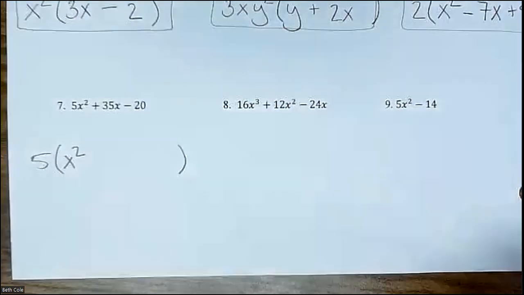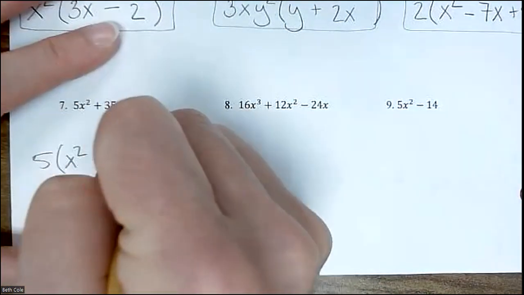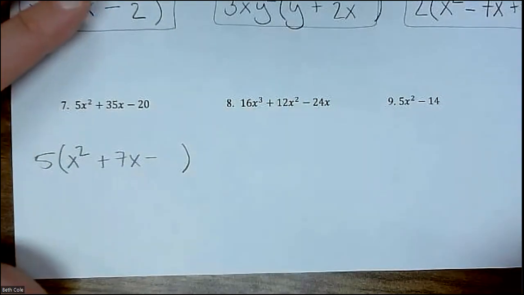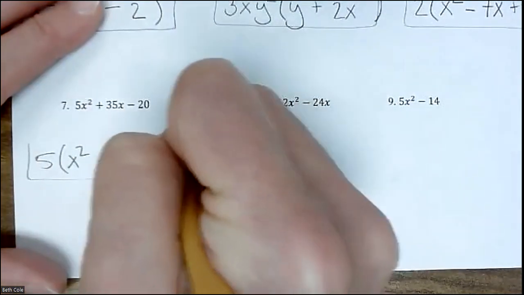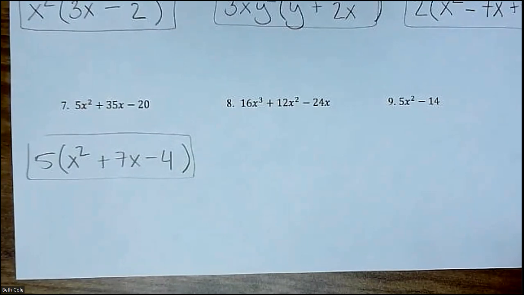Good, just an x squared, perfect. Plus 7x minus 4. Good job. We're getting there. All right, you got 2 more.